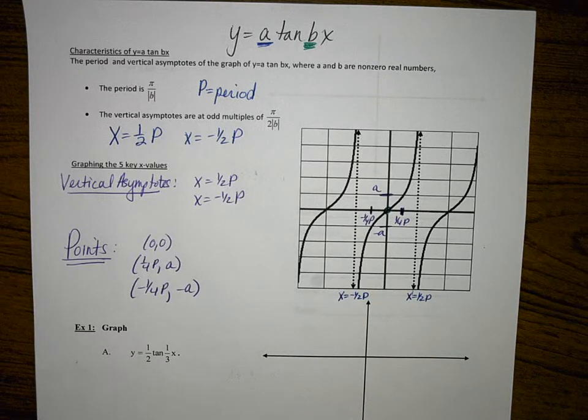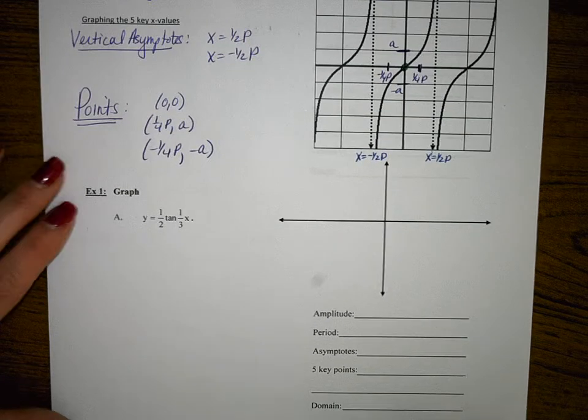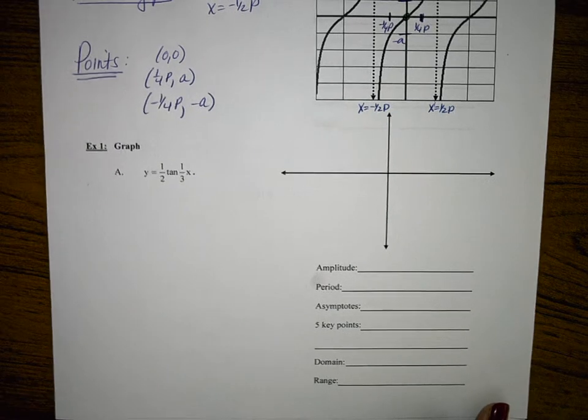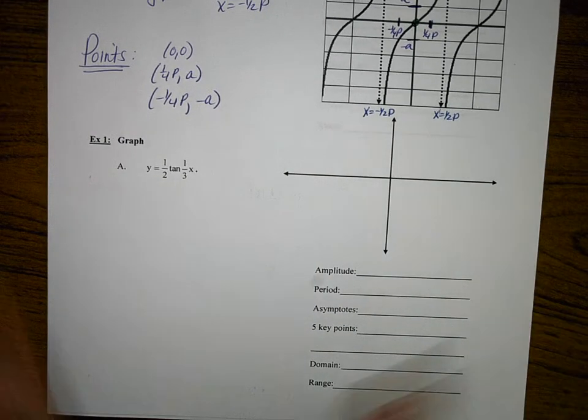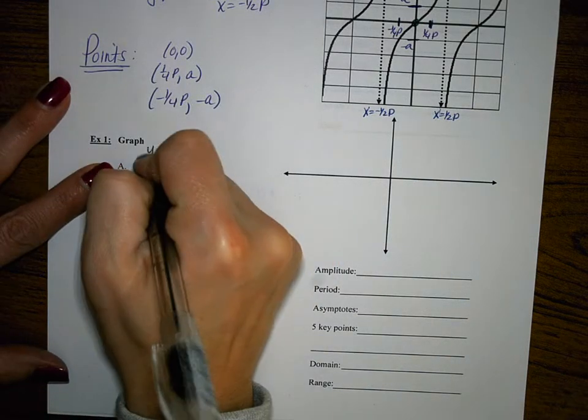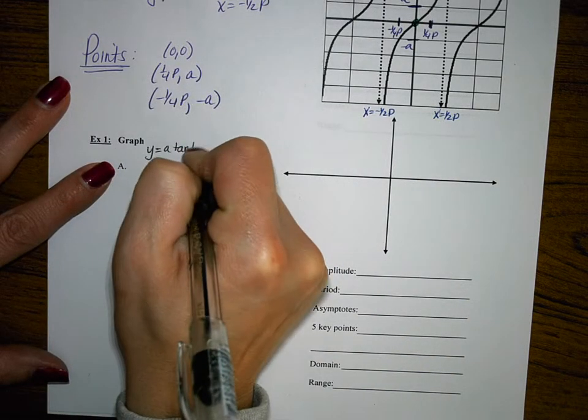Are we okay with that? All right, let's try one with numbers. Tangent typically is a case where people feel a whole lot better when they start dealing with numbers. Okay, so we're going to graph y is equal to half tangent of a third x. Okay, as I talked about yesterday with sine and cosine, I strongly recommend above it you write y is equal to a tangent of bx.